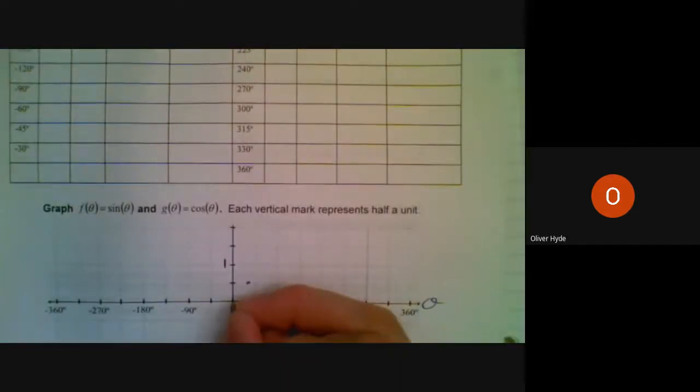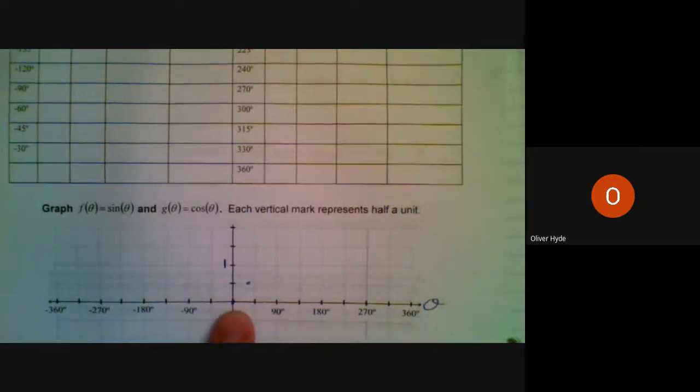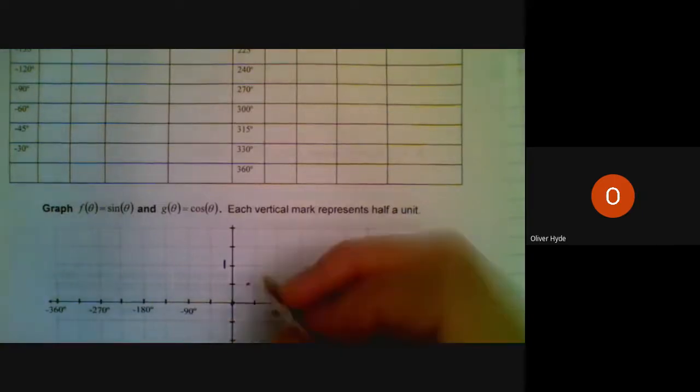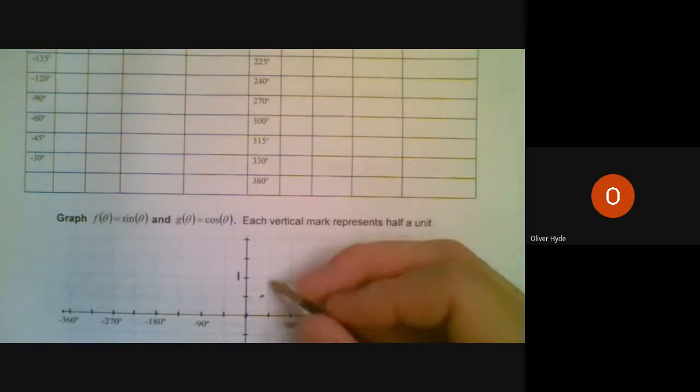Let's plot those values just to get a start on our curve, and then we'll come back up for some more. I plot a point at 0 degrees, 0. I plot a point at 30 degrees, 1/2. I plot a point at 45 degrees, it was 1 over root 2. That's 0.707.